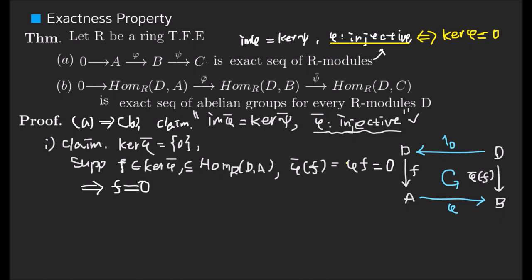Okay, so this means that through the map phi, f spews out zero. Then by the property of the exact sequence, this map is only zero. So from this, the kernel of bar phi is also zero. So this statement holds.